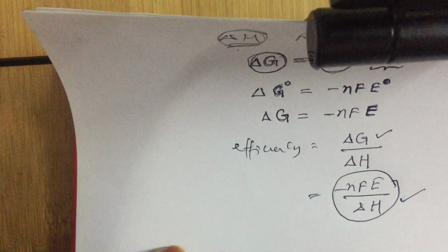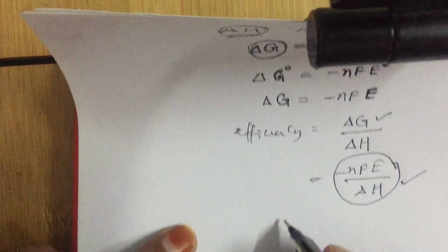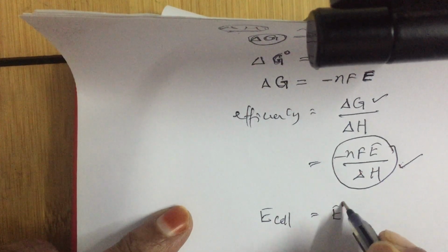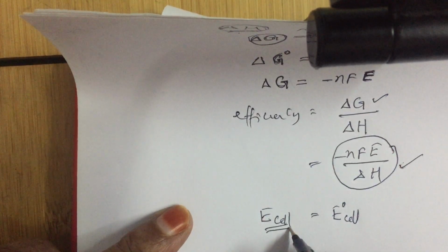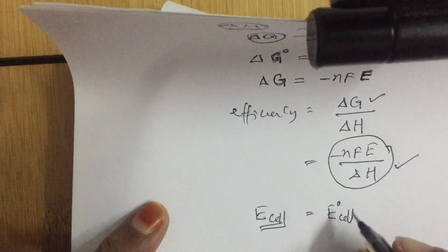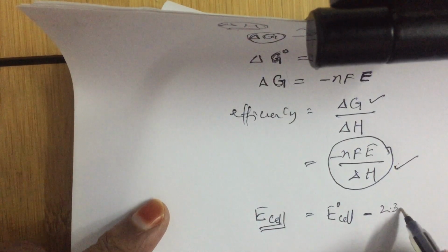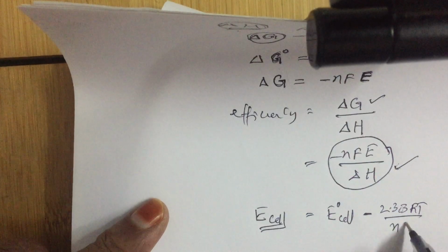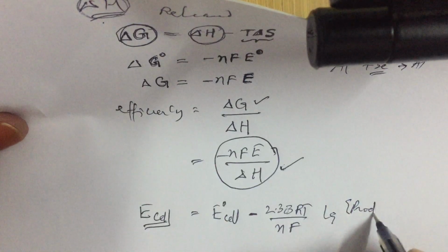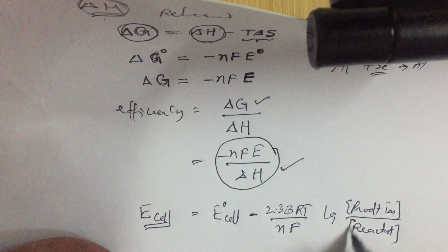Now, what is the relation between the cell potential under different conditions and the standard cell potential? The cell under a different condition of temperature, pressure, or concentration has a potential E cell that is related to the standard cell potential by the relation E is equal to E0 minus 2.303 RT by nF into log of product ion concentration by reactant ion concentration. This is called the Nernst equation.